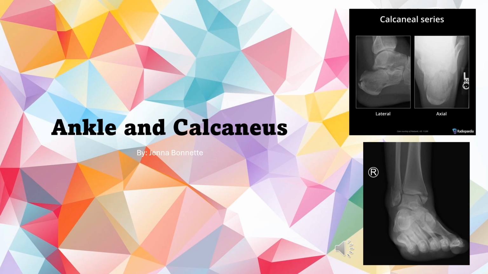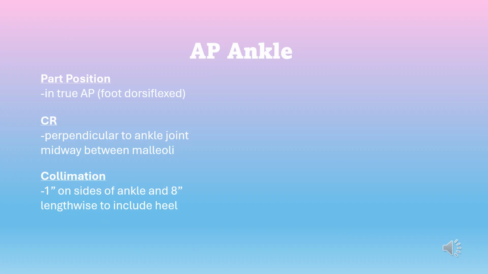My name is Jenna Pawnette, and my image analysis project is on the ankle and calcaneus. For the AP ankle, the part position needs to be in true lateral with the foot dorsiflexed. The central ray is perpendicular to the ankle joint midway between the malleoli, and the collimation is going to be 1 inch on the sides of the ankle and 8 inches lengthwise to include the heel.